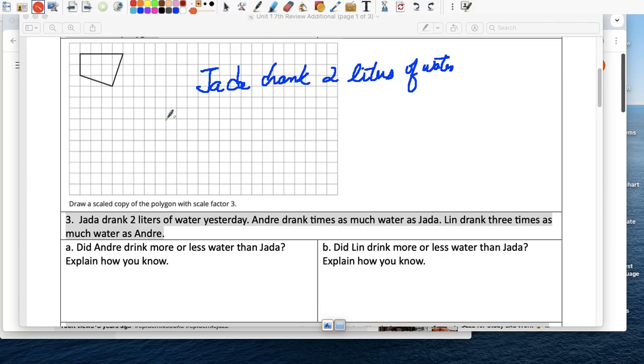And change colors. And then Andre drank, oh no. I think this one, I remember, is supposed to be 3/4, and Lee drank 3/4 times as much water, and Lynn drank 3 times. Okay, so the number that's missing is 3/4. So Andre drank 3/4 as much water as Jada. You're going to take whatever Jada drank and multiply that by 3/4. Now think about scale factor. If you multiply by a number equal to 1, it stays the same.